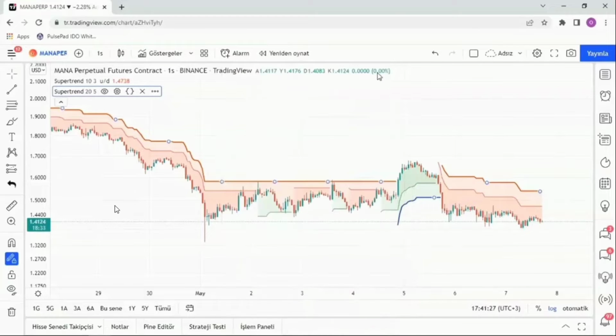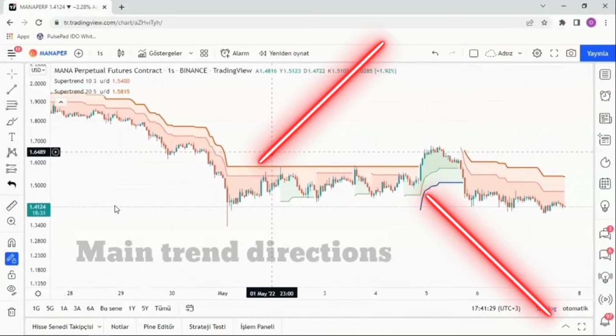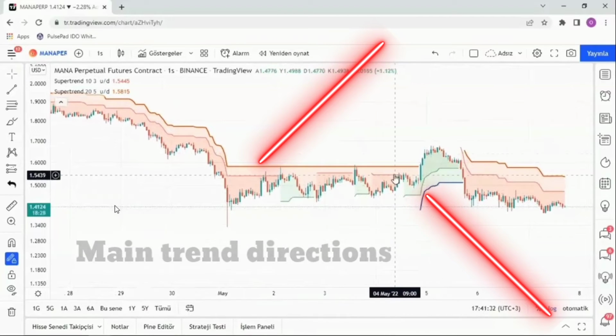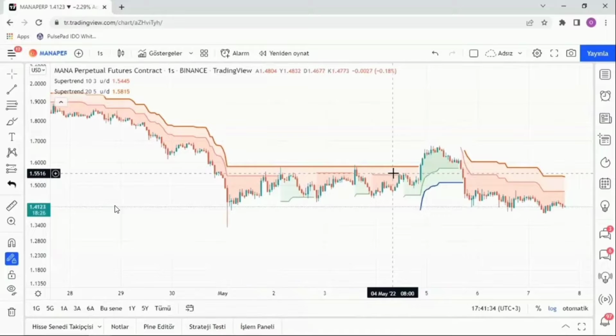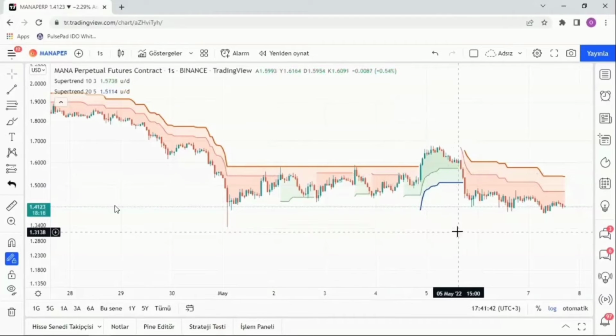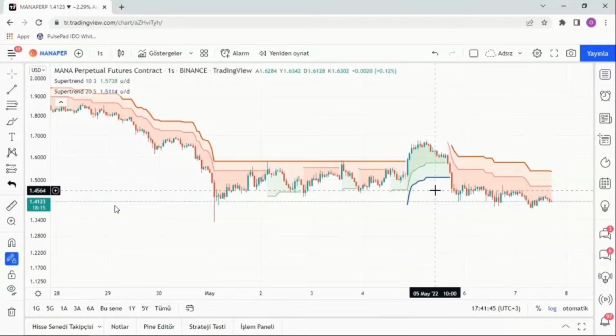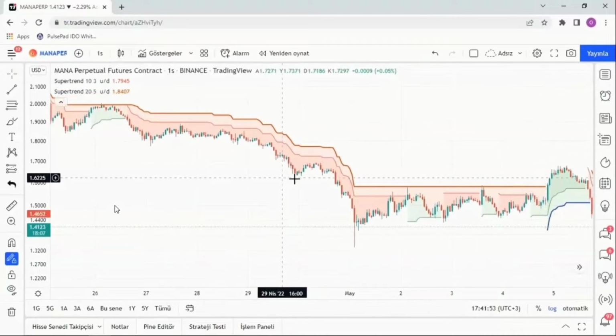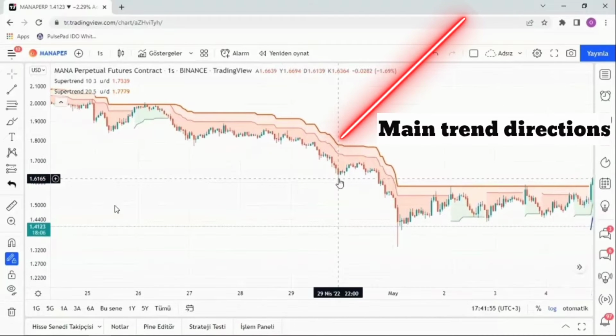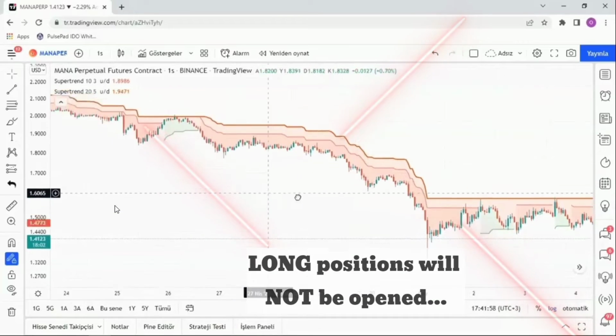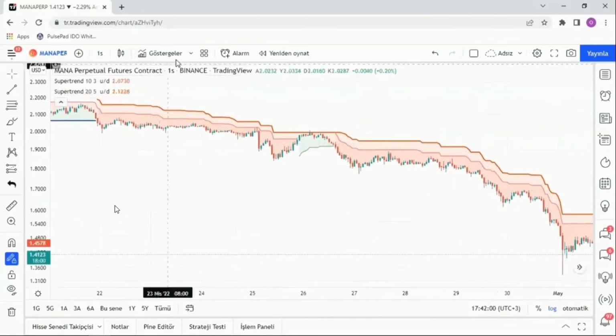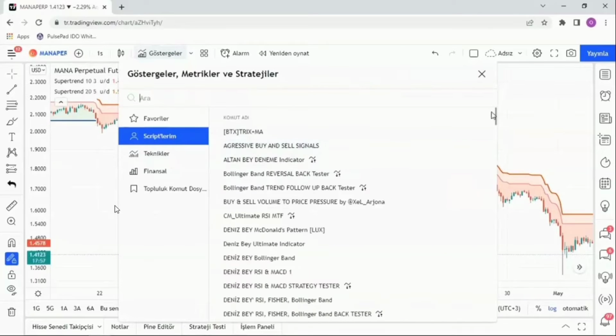Okay. From now on, orange and blue lines will show us the main trend direction and we will trade only with the same direction of this main trend. For example, if the main trend line is blue, even if our signal Supertrend gives us a red signal, we will not open a short position since the main direction is an uptrend. Or similarly, when the main trend direction is orange, like this one here, we will not go for long even if the signal Supertrend gives us a green signal.